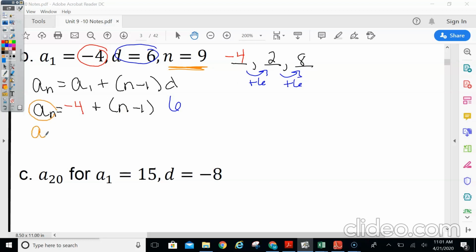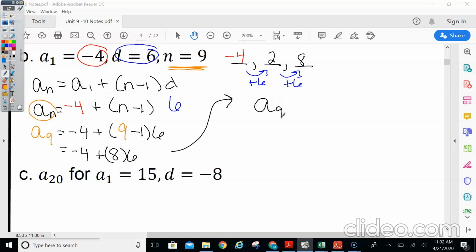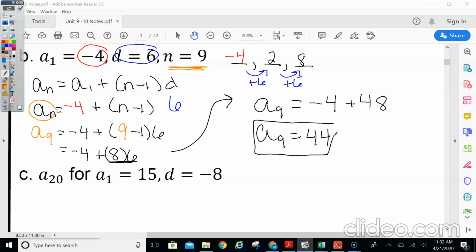So we're going to try to find a sub 9 using this explicit formula. So 9 minus 1 times 6. So simplifying, a sub 9 equals negative 4 plus, we do parentheses first, so 8 times 6. Then we multiply these two together, and we get 48. And then finally, we add negative 4 and 48 to get 44. So if I was to keep adding 6, 6, 6, 6 all the way to the ninth one, that would be 44. That would be the ninth number in the sequence.